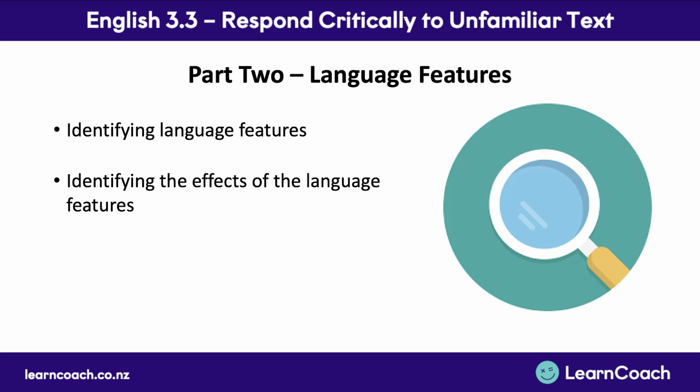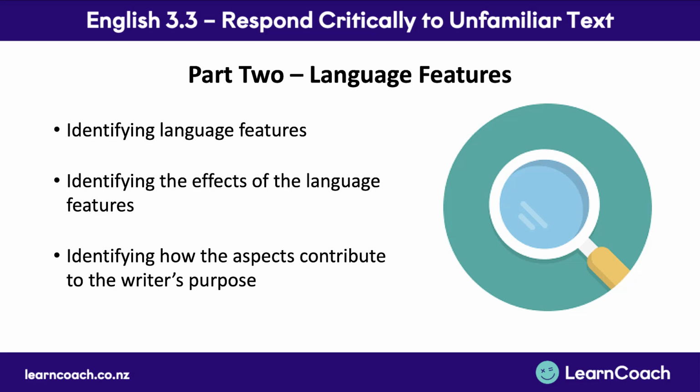Examples of things you can ask yourself include, is this feature slowing down the text? Why is it doing that? Or does this text make it hard for me to read? Why is it doing that? Once you have the effect of the language feature, you can tie it back to the writer's purpose, and how the language features are used to explore that purpose.